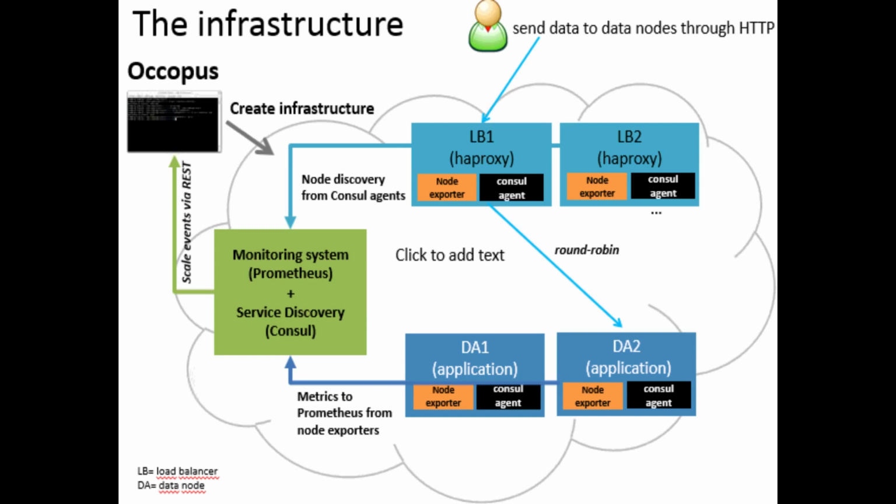We have the monitoring and service discovery nodes, which are Consul and Prometheus, and they will create alerts if one of the nodes is overloaded or underloaded depending on the resources they have. They will call Octopus, which will create a new node on the cloud or destroy one of them.